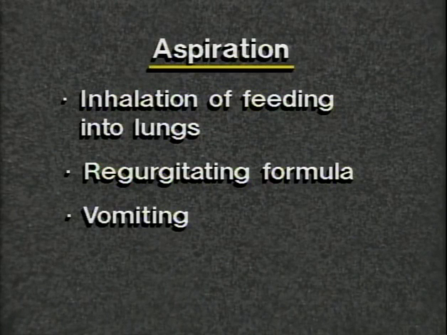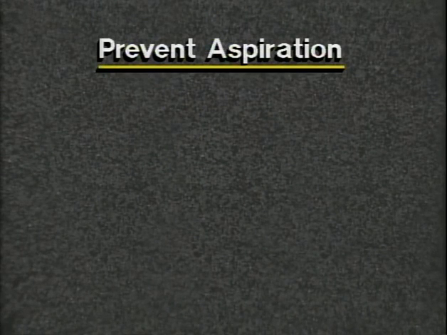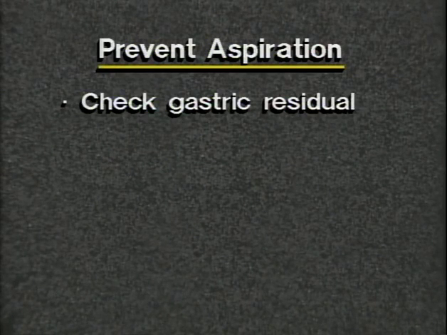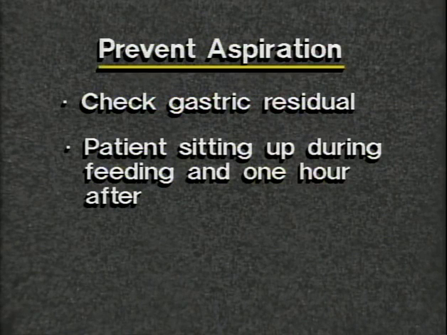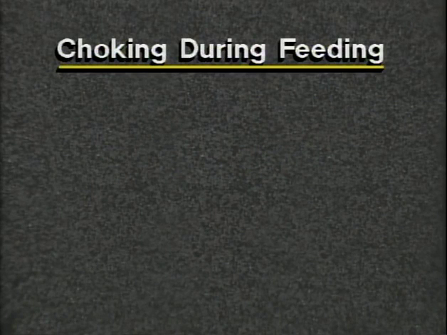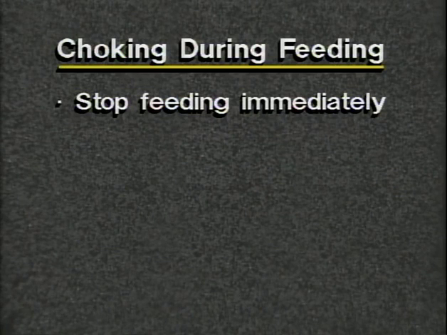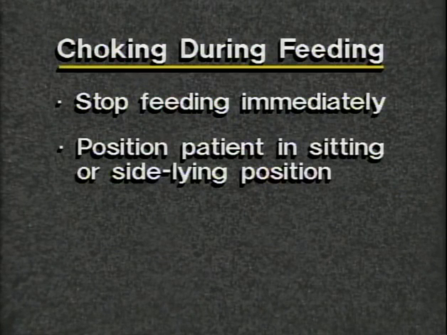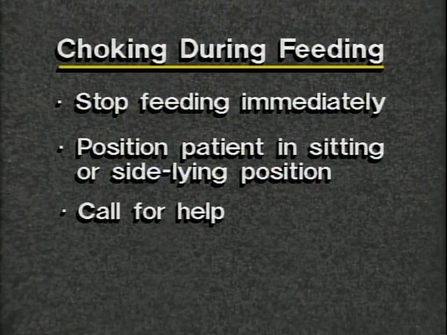Following a few simple rules can almost eliminate the possibility of aspiration. Before administration, the person who administers the feeding must check for gastric residual to ensure that the stomach is empty and the tube is in the proper place. Avoid administration of the feeding if the patient complains of a feeling of fullness, sickness in the stomach, or vomiting. The patient should be in a sitting position during the feeding and for at least 1 hour after. If the patient begins to choke or have breathing difficulties during the feeding, stop the feeding immediately. Keep the patient sitting or in a side-lying position while you call for assistance.